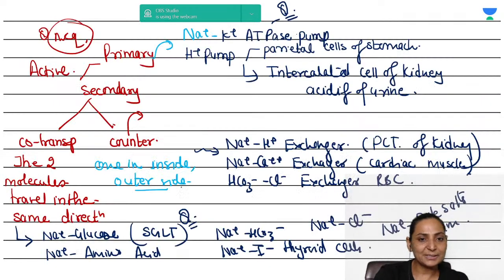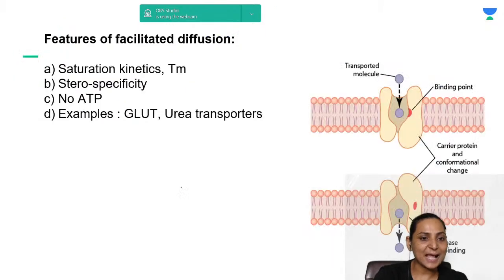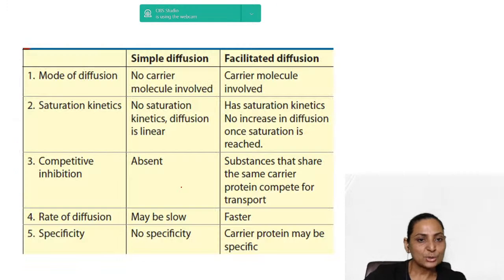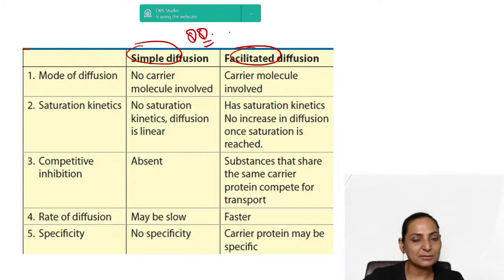Now moving ahead to your simple diffusion and your facilitated diffusion. If we take the difference between both of them, again remember this comes as a BAQ.